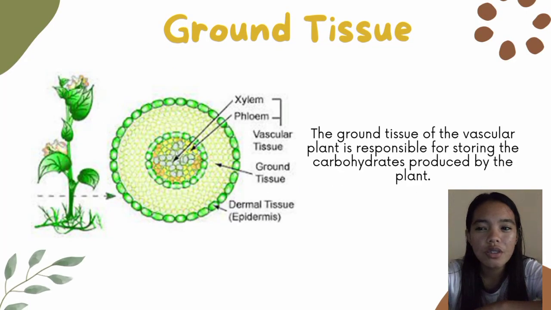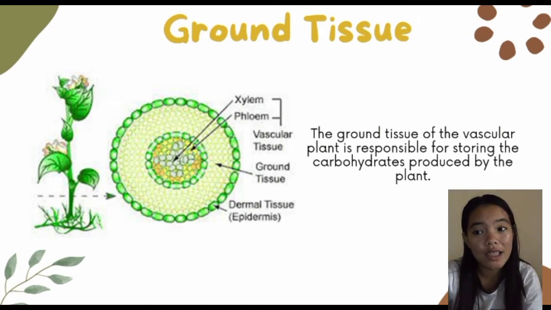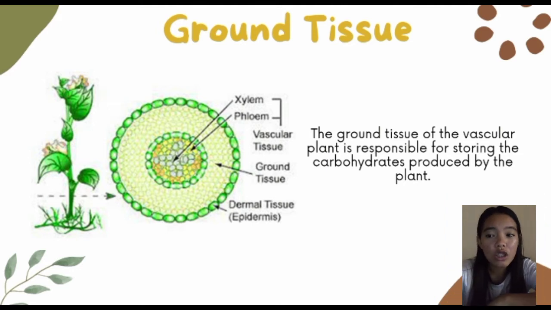The ground tissue is the third one, which arises from the ground tissue meristem and consists of three simple tissues: the parenchyma, the collenchyma, and the sclerenchyma. The cells of each simple tissue bear the same respective tissue. The ground tissue of the vascular plant is responsible for storing the carbohydrates produced by the plant. Ground tissue comprises the majority of a young plant and lies between the vascular and dermal tissues.